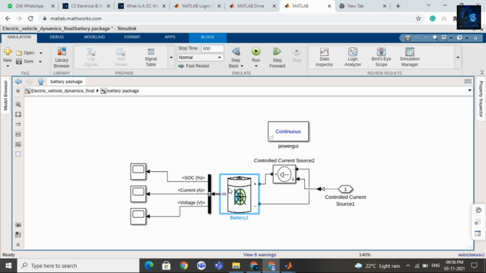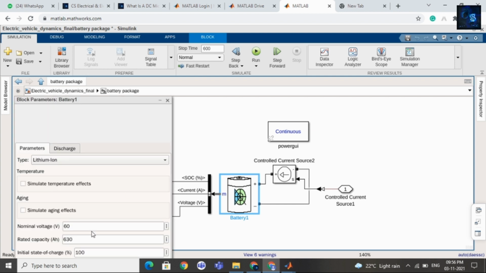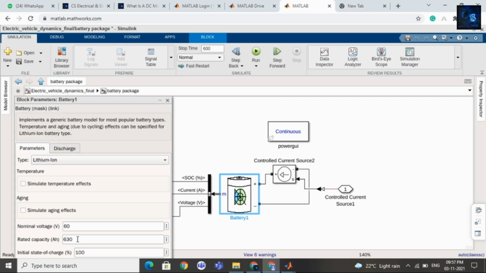Here you can see the battery. It is a lithium ion battery. Let me share the nominal voltage value, that is 60. Rated capacity is 630 Ah. And the initial state of charge is 100%.